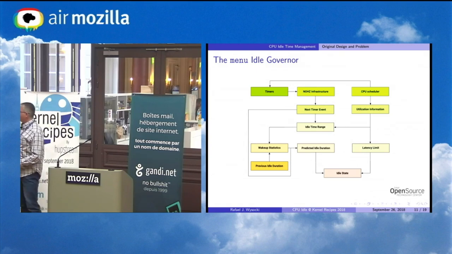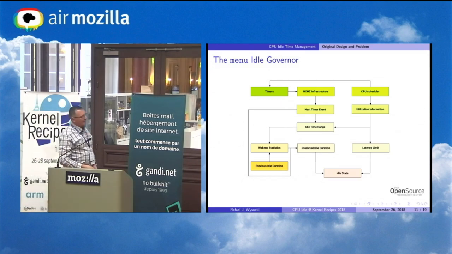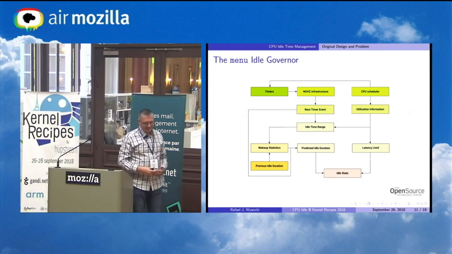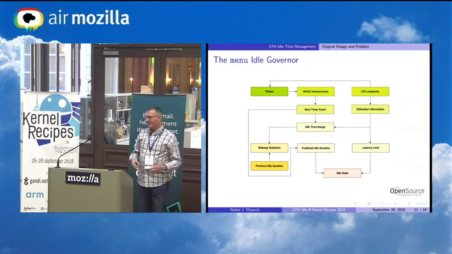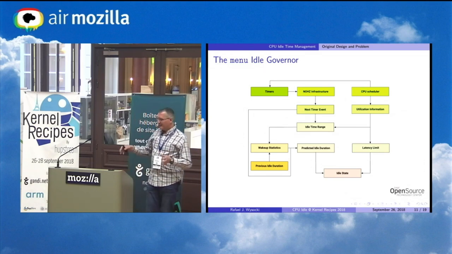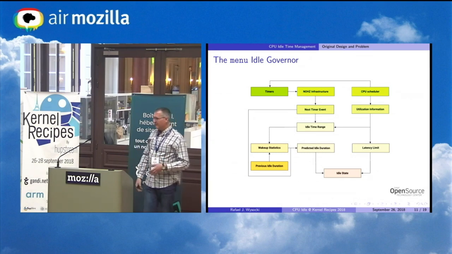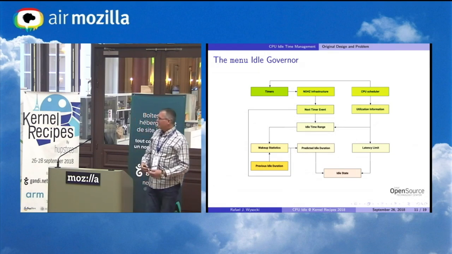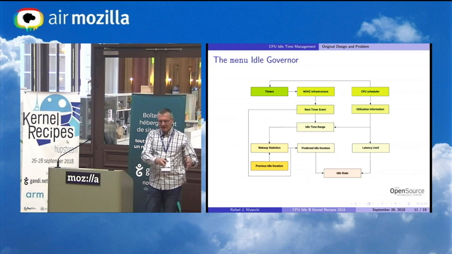Basically, I drew it in order to show you two things. First of all, it uses the next timer event information here, but not directly. It uses it to determine the range or the time frame of the idle time. There are several bins: the first bin is very short, the next one is longer, the second next one is a bit longer than the previous one, and so on. So it uses the next timer event to select a bin from which it will take the statistics in order to predict the idle duration.